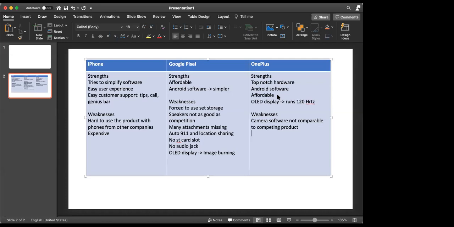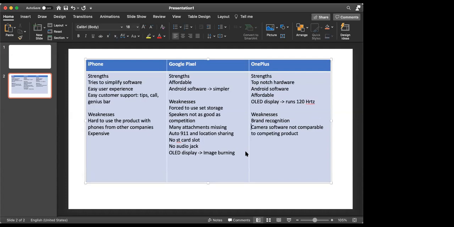Maybe the weakness is brand recognition. We're talking more about the company, but let's go ahead and put down brand recognition. Yeah, definitely brand recognition. It's pretty small in the US market, but it's bigger in the India and UK markets.